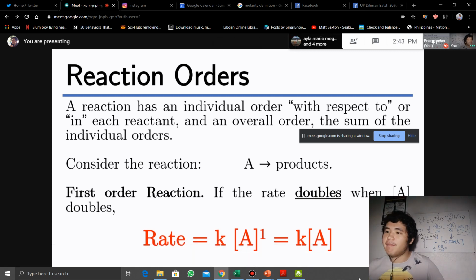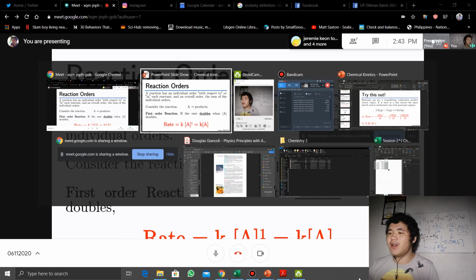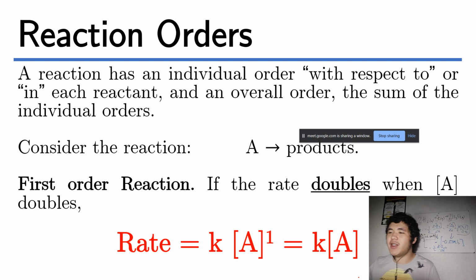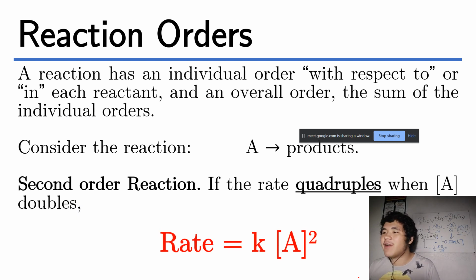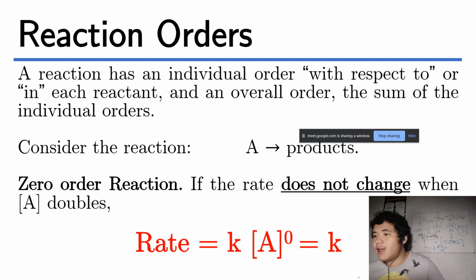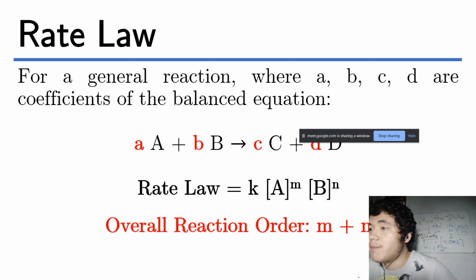Ayan, pag first order reaction, if the rate doubles when A doubles, ayan, k[A] raised to 1. Sabihin, 1 yung order niya with respect to A. Pag second order reaction, pag nag-double yung concentration ng A, nag-quadruple yung rate, edi second order yun. Sabihin, 2 yung exponent. And pag zero order, the rate does not change when A doubles. So, kahit ganong karami yung dinamihan natin sa concentration ng A, wala siyang pake. Still the same. Zero order yon. Sabihin, zero yung exponent. So, for a general reaction, the rate law is k times A raised to m, B raised to n. And yung overall reaction order, m plus n.